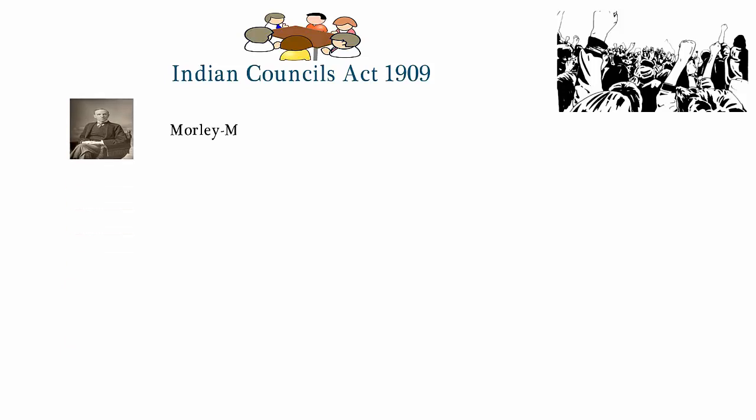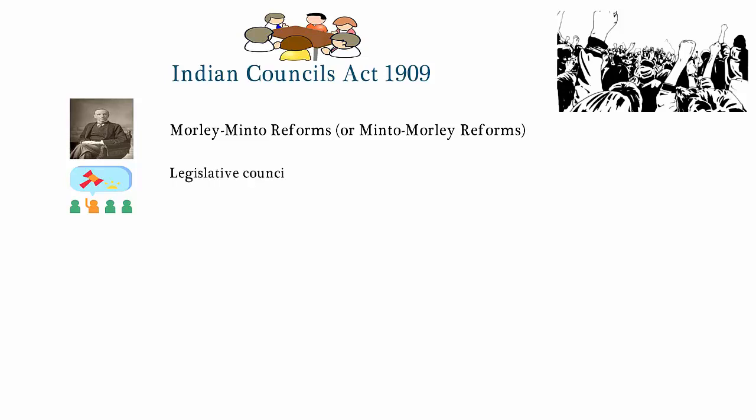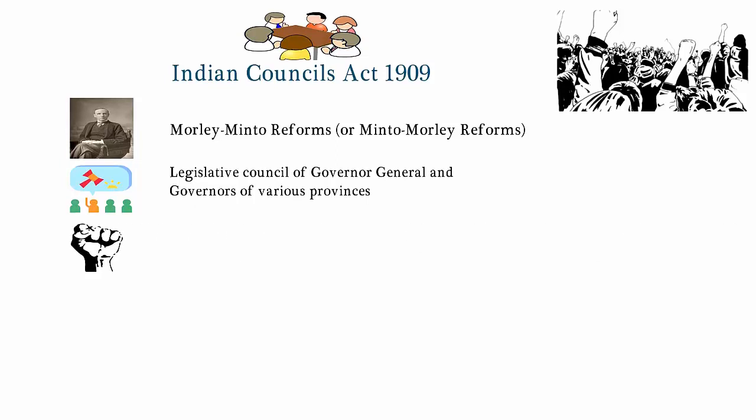The Indian Councils Act of 1909, commonly known as the Morley-Minto reforms or Minto-Morley reforms, was an act of the Parliament of the United Kingdom. The number of members of the Legislative Council, the Governor-General's council, and the governors' councils of various provinces were increased. As well, the powers of members of the legislature were also increased.